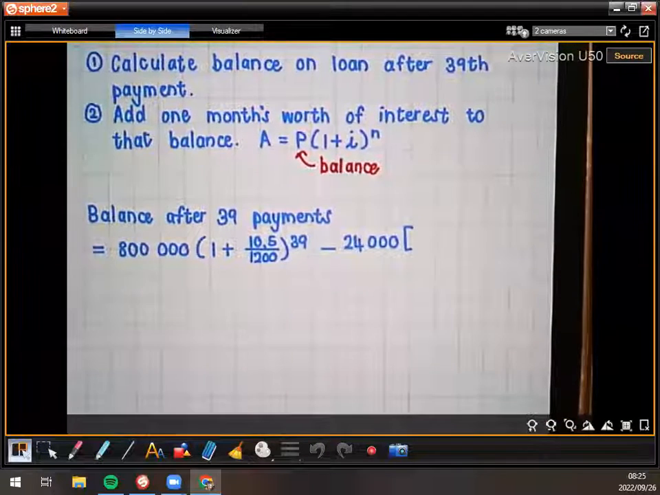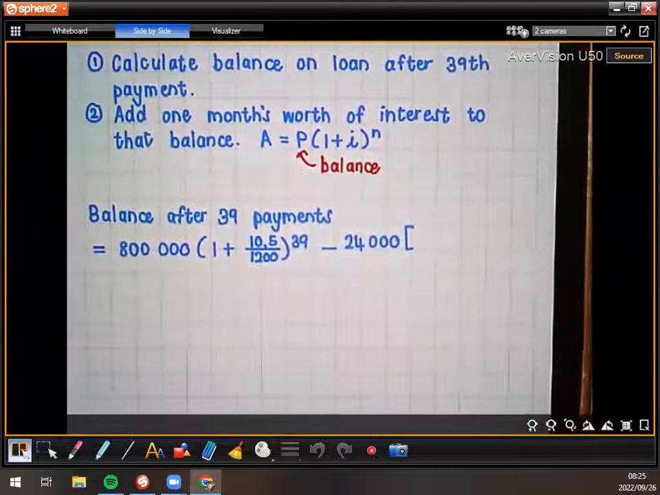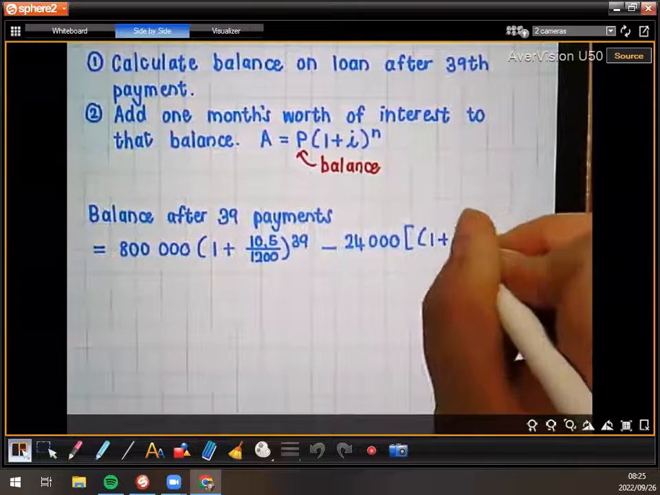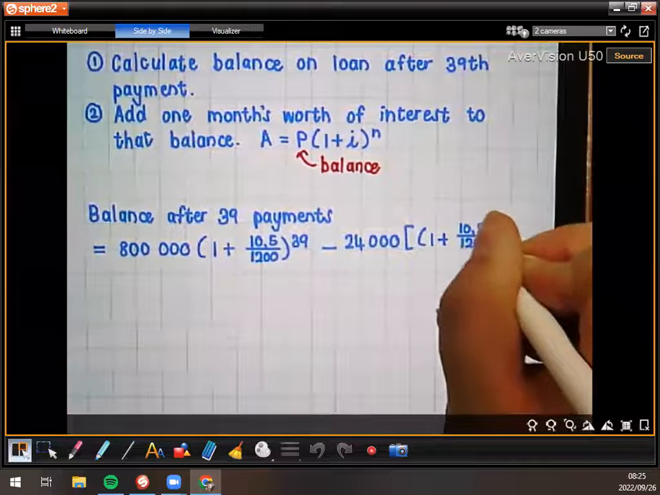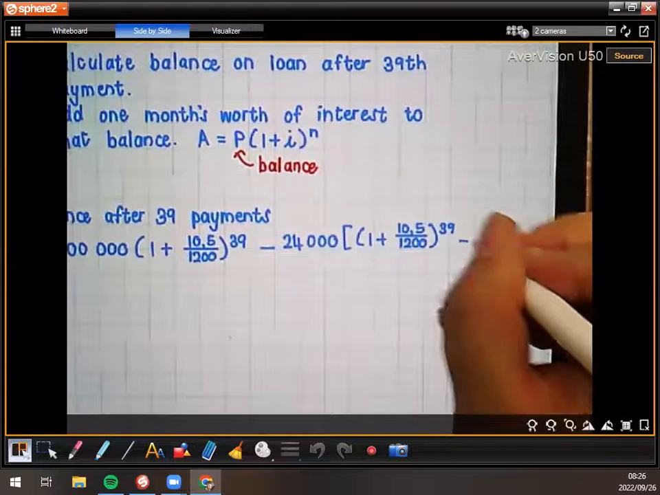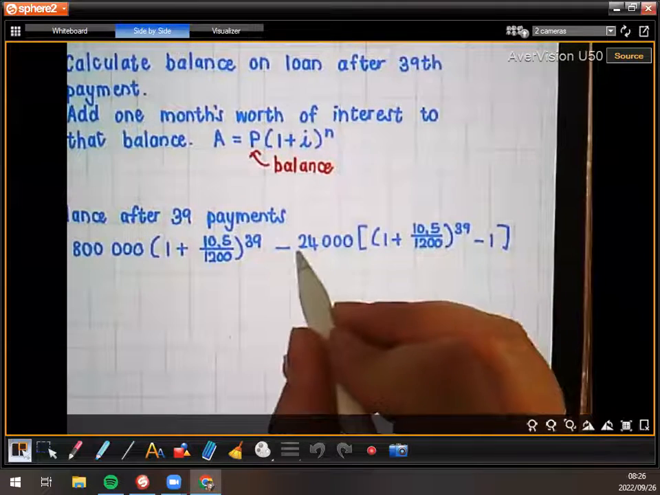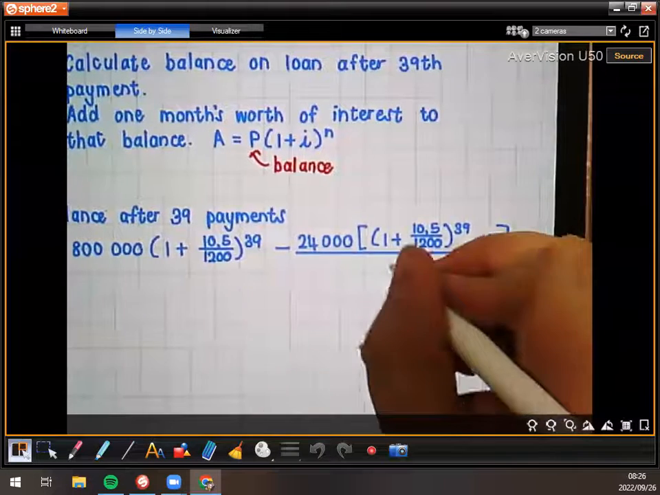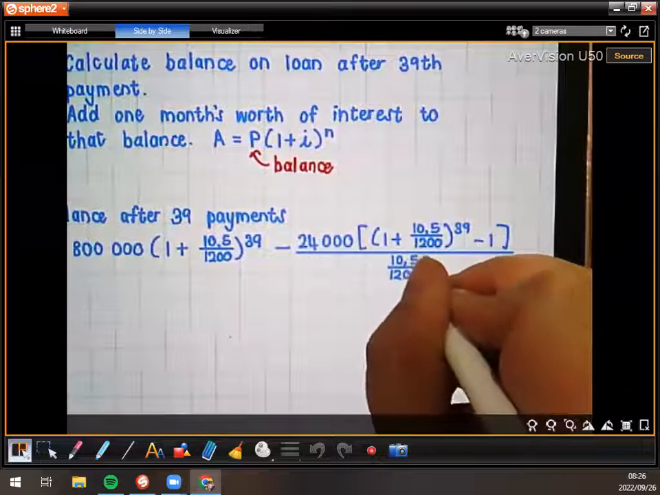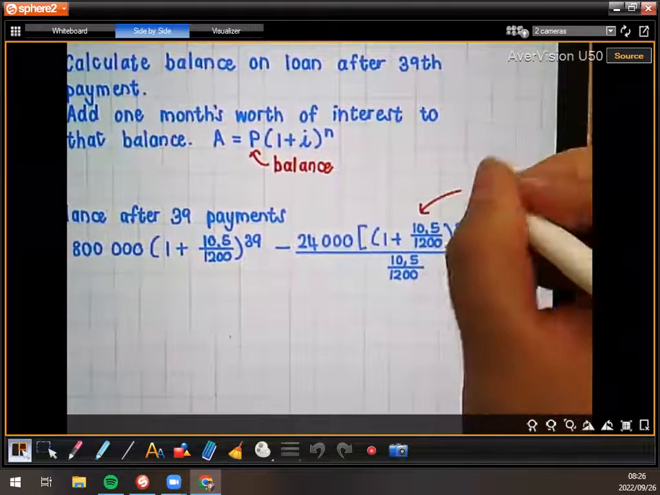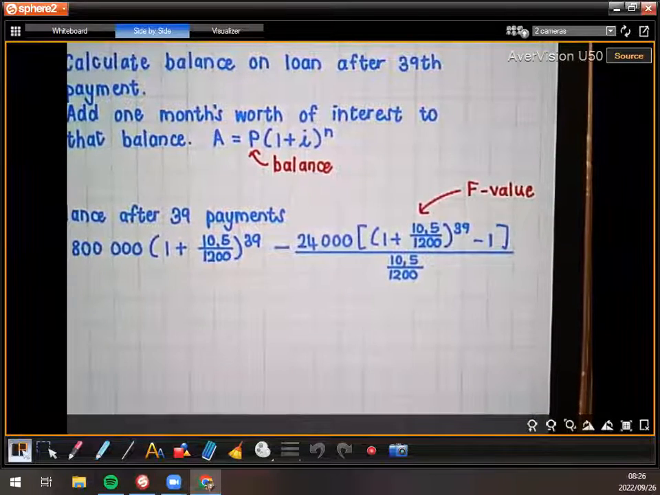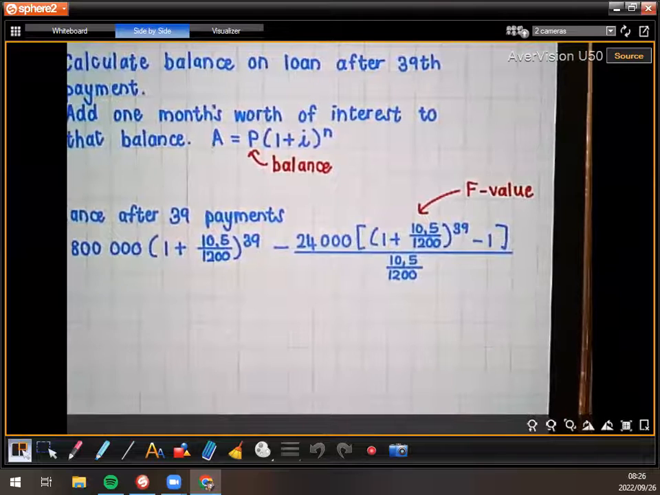But you do the future value of all of the payments that you've made. You almost see it as if it's an investment that you've been making. So we do our 1 plus 10.5 over 1200, again to the power of 39, then minus 1, and that is again over the interest rate. So this is the future value formula, guys. I'm just going to make a note there. Even though we're working with a loan, for the balance on loan, you have to take the future value formula for that portion.